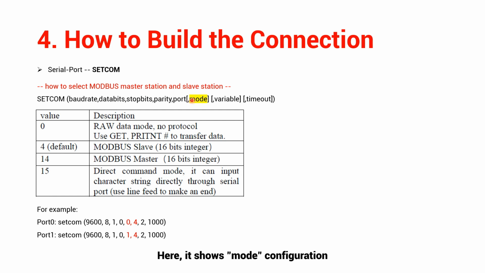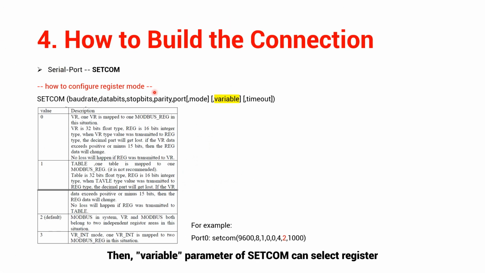Here, it shows the mode configuration. The default means the serial port is configured as a slave station. Then, the variable parameter of setcom can select the register. Usually, the Modbus register is selected by default. The default value is 2. It can be seen that 0 and 1 relate to different register types. Please note the data loss situation. And if you need to save the data when powered off, 3 should be set.